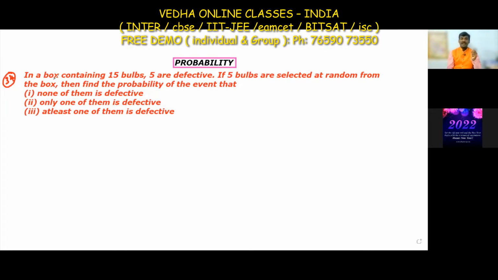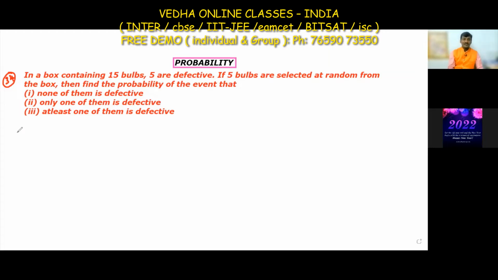In a box containing 15 bulbs, 5 are defective. If 5 bulbs are selected at random from the box, then find the probability of the event that none of them is defective, only one of them is defective, at least one of them is defective. That is the question here.